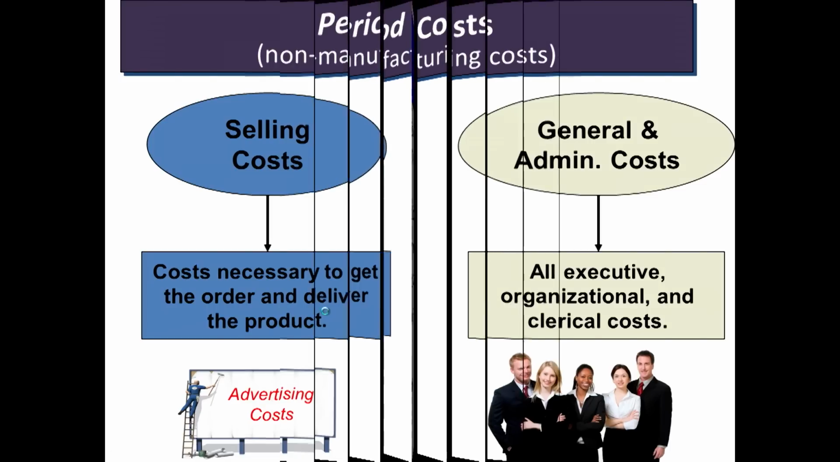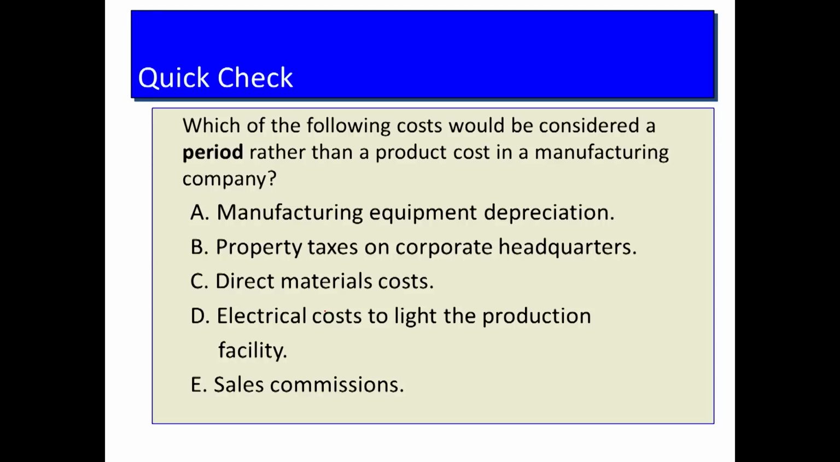Let's do, in the minute we have left, don't play the music or anything, but let's look at this slide and in your brain answer this question. Which of the following costs would be considered a period rather than a product cost in a manufacturing company? Okay, go through that. Just take 15 seconds in your brain. Okay, let's just go through these.